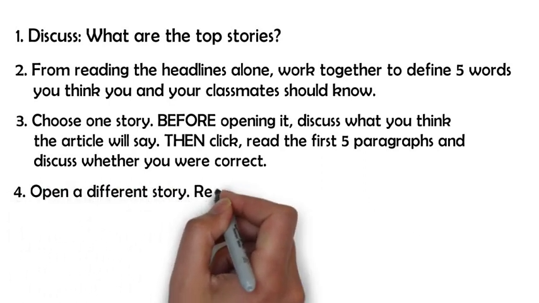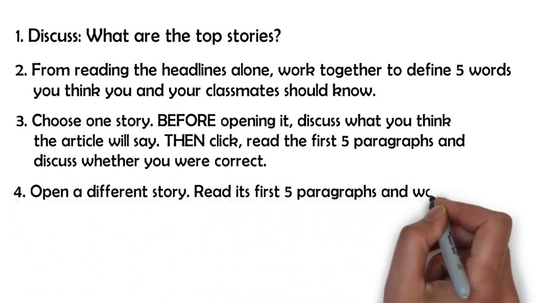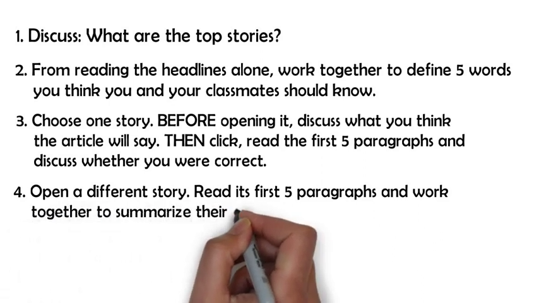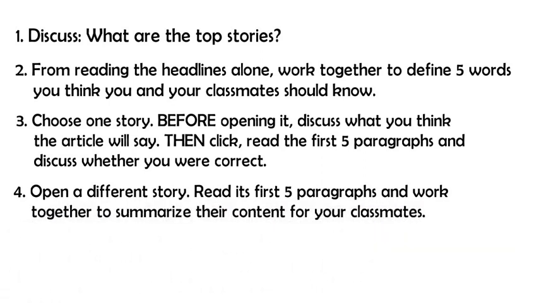Here we have a gist task, and to modify, have lower level students read fewer paragraphs or have higher level students read more. But remember that BBC and CNN articles usually contain fairly short paragraphs. 4. Open a different story. Read its first 5 paragraphs and work together to summarise their content for your classmates. Here we have more detail as students paraphrase information. And to modify, have students summarise fewer paragraphs or more.